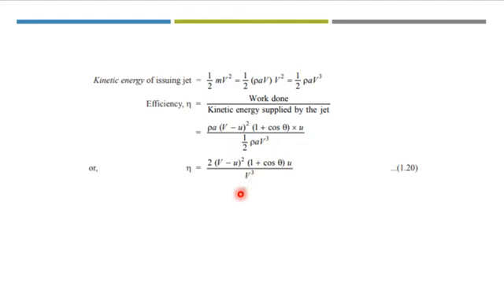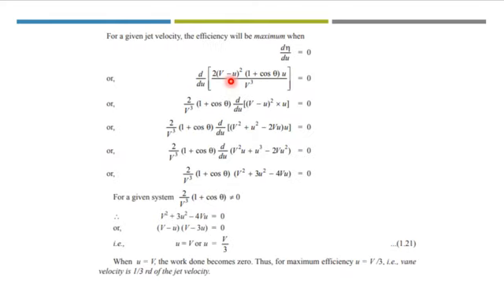Now we have to find out when the efficiency will be maximum, that is, we can check what the plate velocity should be for the efficiency to be maximum. In order to find this out, we have to differentiate this equation. For a given jet velocity, the efficiency will be maximum when d eta over du is equal to 0. So we will use the equation for efficiency and differentiate it with respect to u. Upon doing the differentiation, we get the following results.